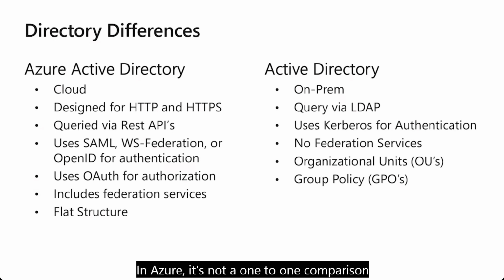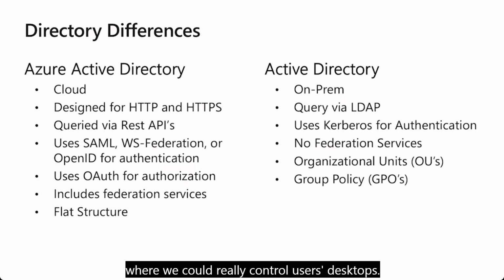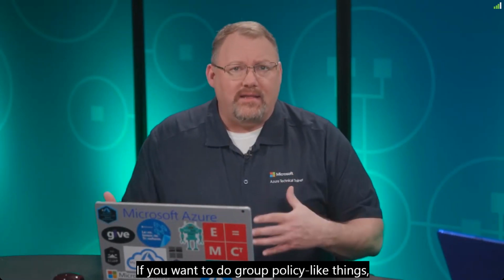In Azure, it's not a one-to-one comparison, but when you look at resource groups, they're kind of replacing the need of what we do with organizational units. But in Active Directory on-prem, we had a fantastic management solution called Group Policy, where we could really control users' desktops. We don't have that in Azure Active Directory. If you want to do group policy-like things, you can use Intune, which is our cloud-based solution for full device and application management inside of Azure. But what makes Azure Active Directory special? It's cloud-based. It speaks common protocols. We access it via HTTP or HTTPS.